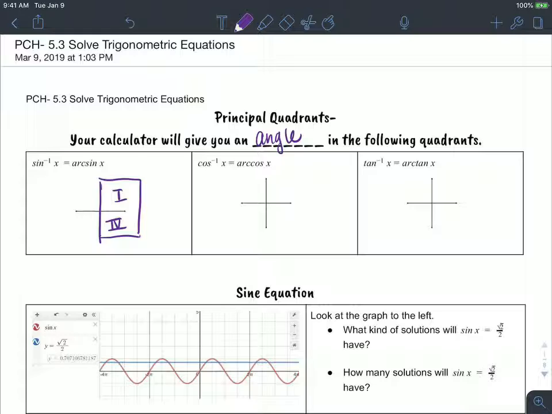For cosine, the principal quadrants are 1 and 2. The rest we will have to calculate. In tangent, our principal quadrants are 1 and 4. So when we do these types of problems today, if you're using a calculator, you're going to get one answer in your principal quadrant, and then we need to calculate on our own the answer from the other quadrant.